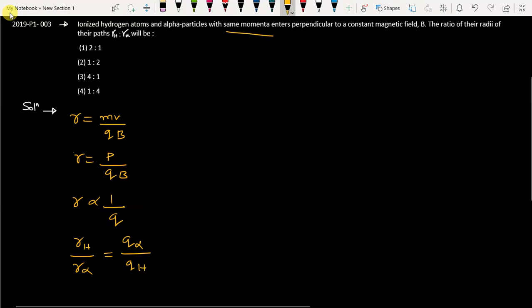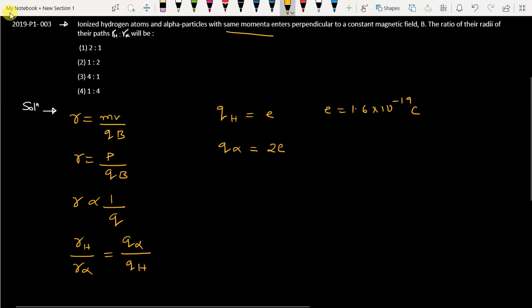Now what is the charge on an ionized hydrogen atom? That is e. We know the value of e. e is 1.6 times 10 to the power minus 19 coulomb, right? Now the charge of an alpha particle, we know, is twice the charge of an electron or a proton, right?